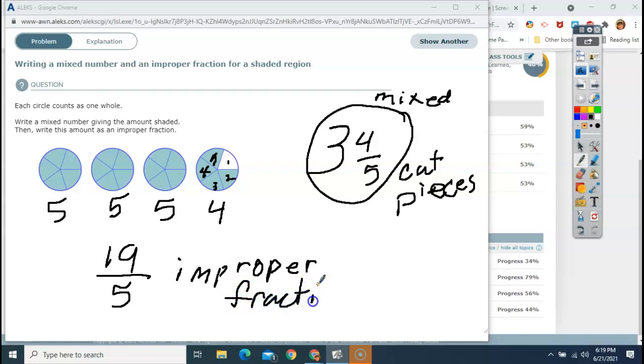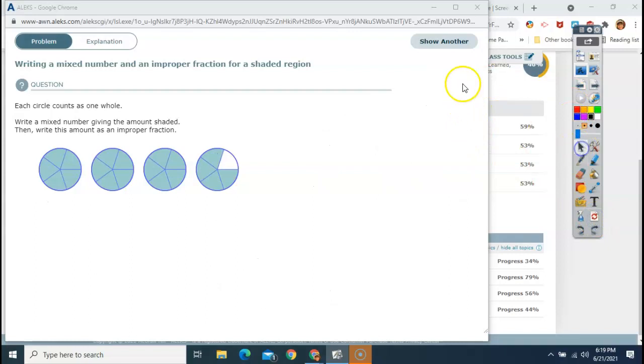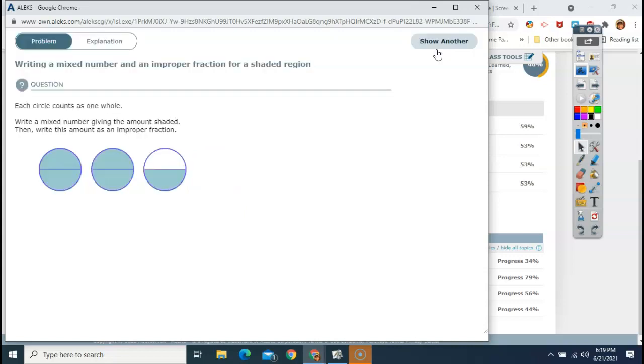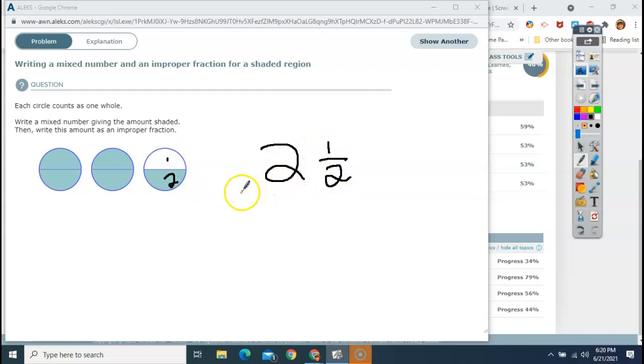So I'll do one more. There's your improper fraction. All right, I'll do one more like this, and then let me show another. All right, so this is only cut into 2 pieces at a time. So my bottom number is going to be 2. I'm going to start with the mixed number. I have 1, 2 that are completely shaded. And then out of these 2 pieces, I only have 1 that's shaded. So that's going to be 1 out of 2. So that's 2 and 1/2 shaded.